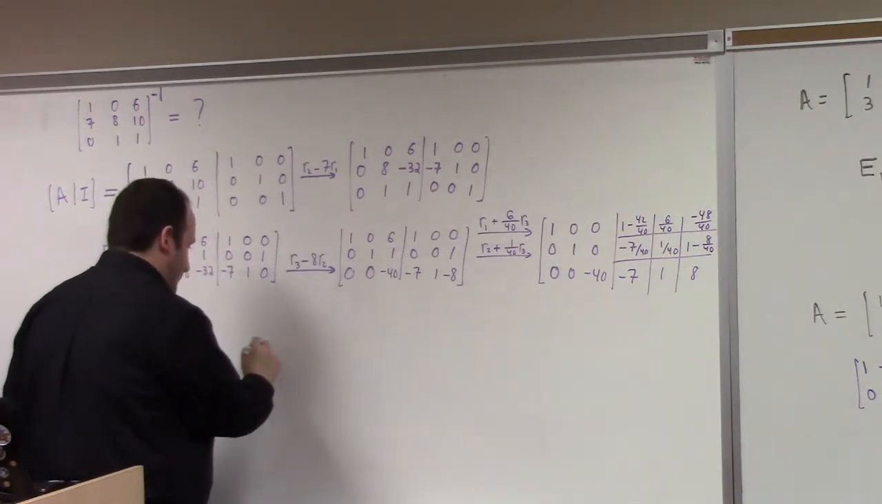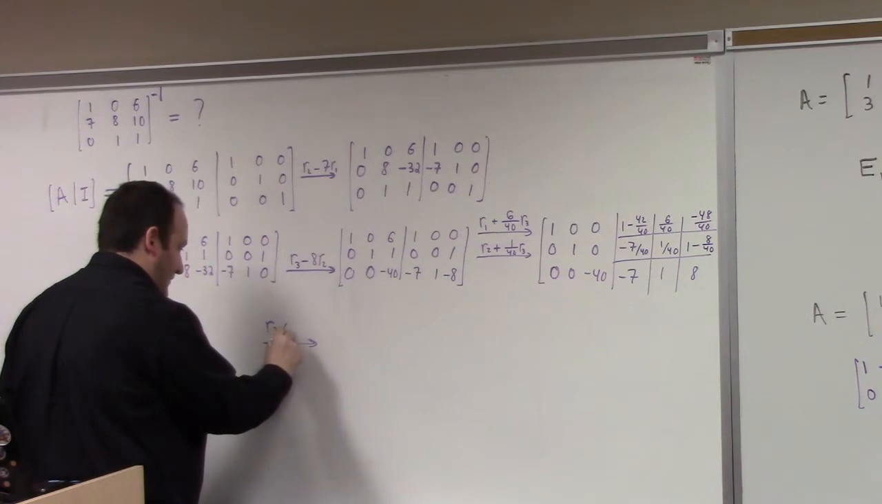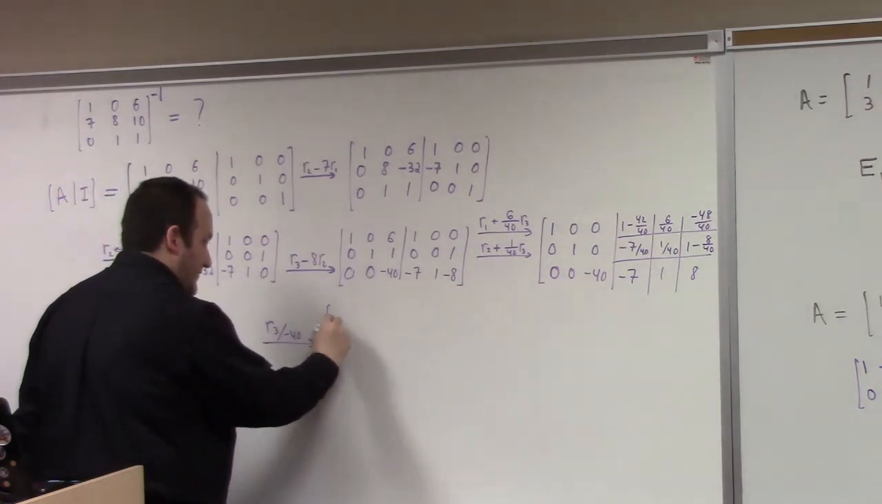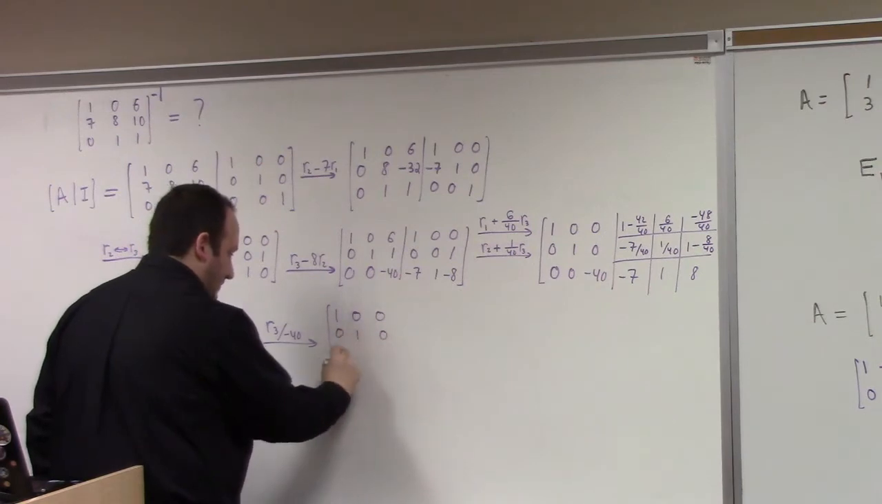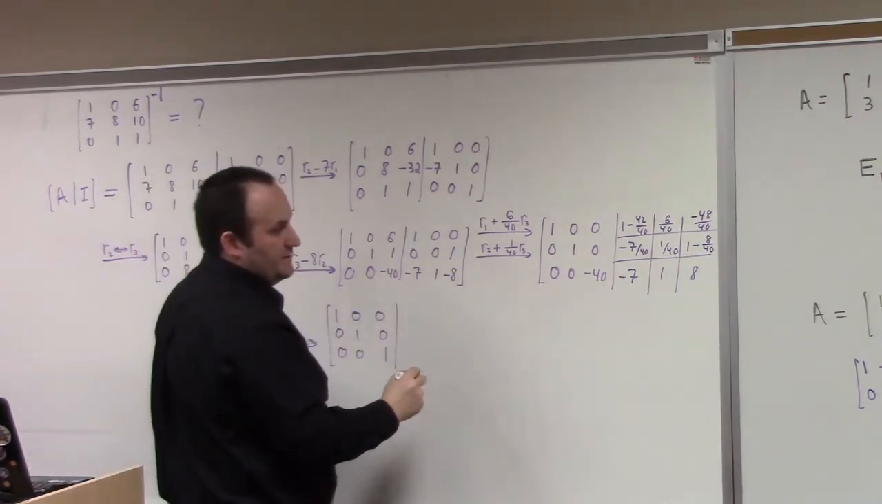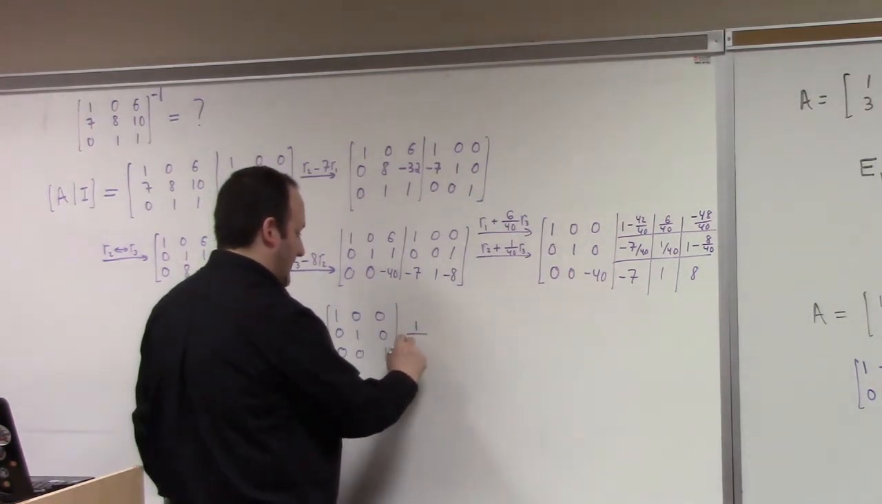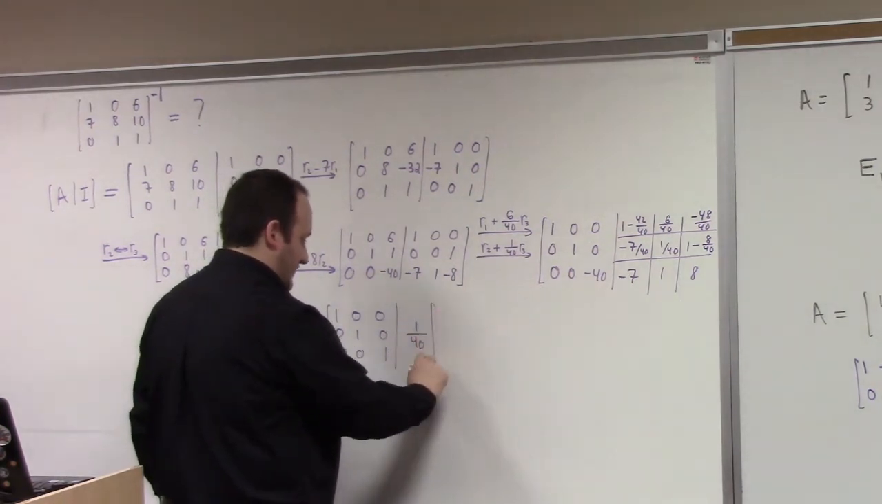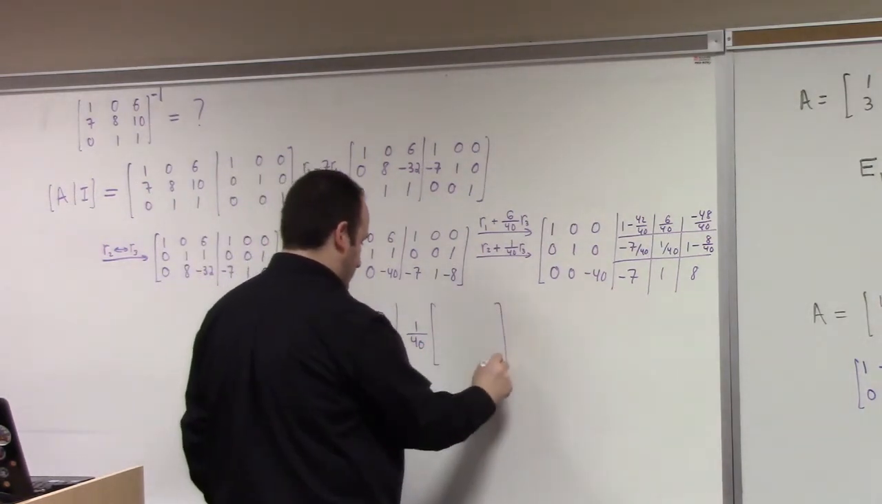Let's see your finishing blow. Row 3 divided by minus 40. And I'll try to clean up those fractions now. So what's 1 minus 42 over 40? Tell you what, I'm just going to call it, there's a 1/40th out front, yeah? So we can save ourselves a bunch of 40s.